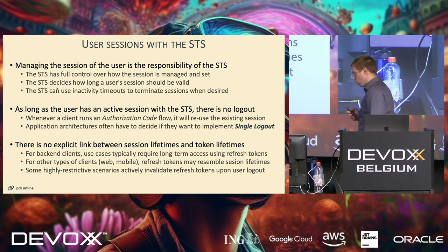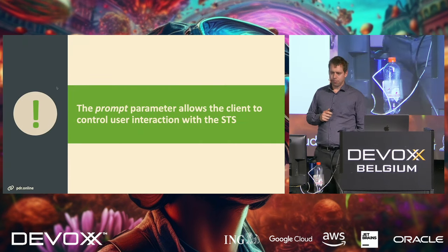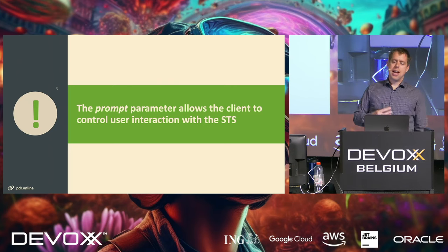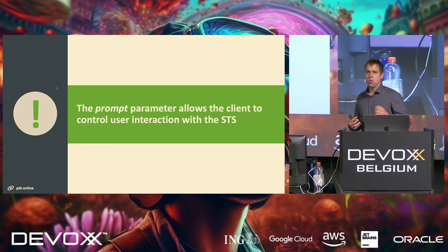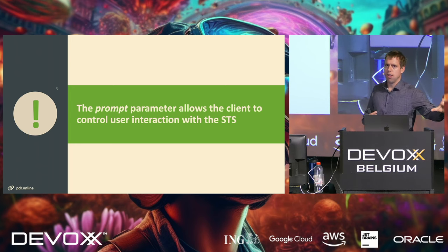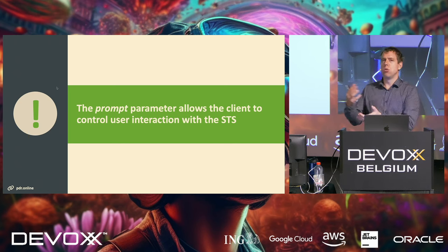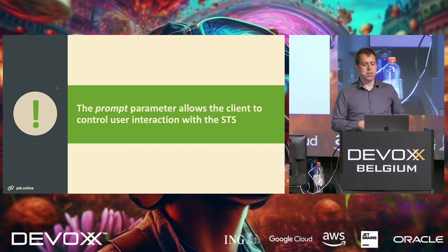The client can also control user interaction. OpenID Connect introduces a prompt parameter. The prompt parameter can be used to tell the STS whether you want to avoid user interaction, even when there's no session, do not prompt the user, or whether you want to force the user to log in, or force the user to agree to a consent dialogue. You can control that a bit.